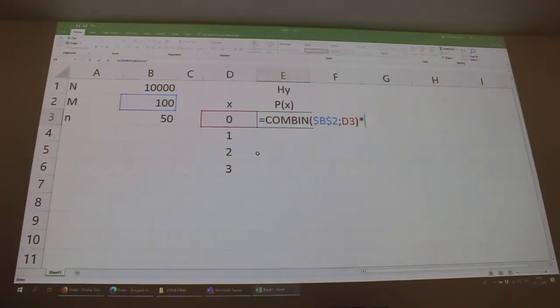Now times another combination number. COMBIN returns the number of combinations for a given number of items. Open the parenthesis and open the parenthesis one more time because there is a difference. Capital N minus capital M. Capital N, function 4 because this is a parameter, minus capital M, this again function 4 because this is a parameter. Close first parenthesis and this is above, so open the parenthesis.